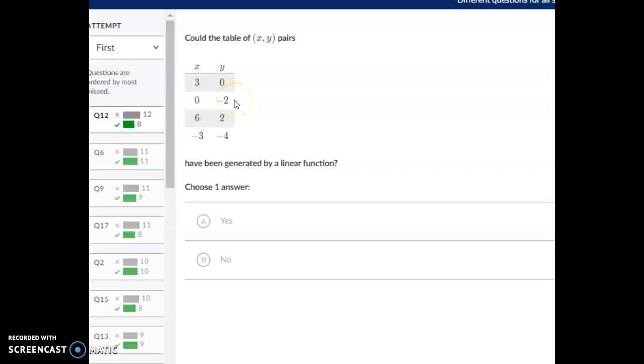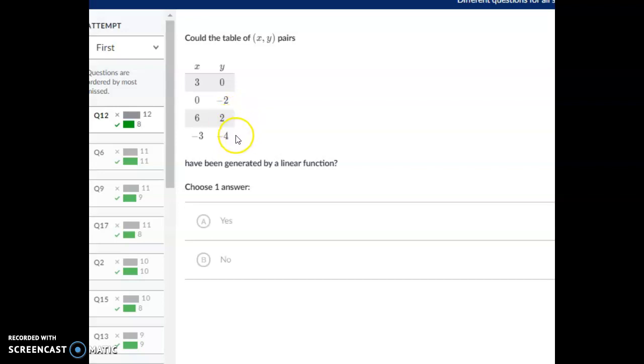So let me see if I maintain the same proportion for each difference. So -2 to +2, I say, okay, that's +4. 0 to 6 is +6. So the proportion, change in y divided by change in x, is +4 divided by +6. Well, that's the same slope as I saw here, which was positive 2/3. When I simplify 4 divided by 6, I still have 2/3. I need to check it for this pair.